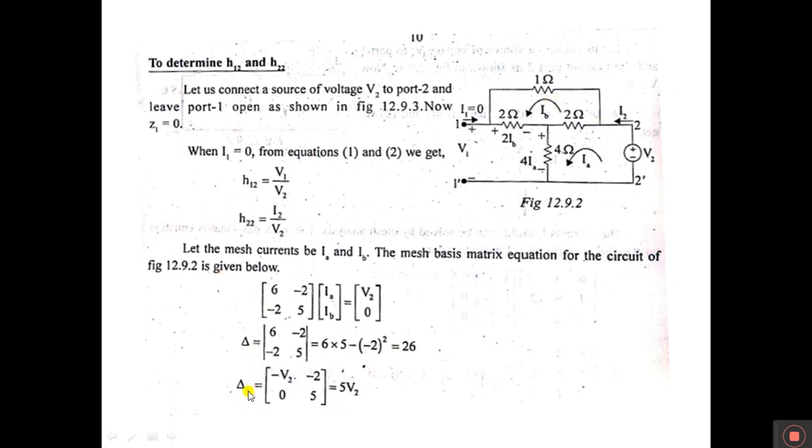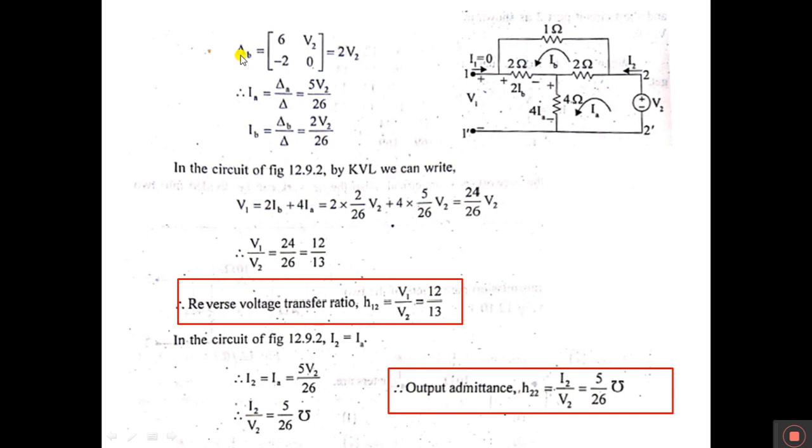Find del A because of IA. Then find del B. To find IA, del A by del, you will get the value. IB is del B by del, you can get the value. Now, from the circuit, you can write the loop equation here. Voltage loop equation: 2V1 equals 2IB plus 4IA. You know the IB value and IA value, apply all the values, you will get the answer.